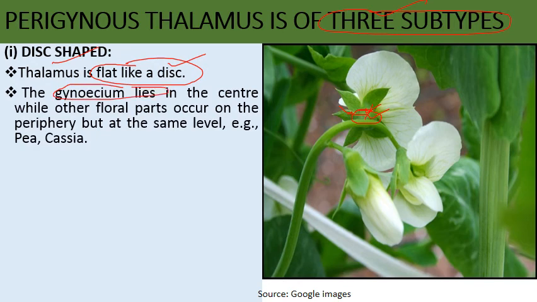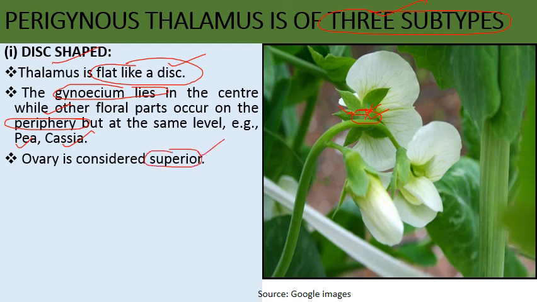जो gynoecium है that lies in the center, and all other floral parts occur on the periphery, but at the same level. But जो level होता है, height होती है सबकी same होती है. For example, in case of pea and cassia, this type of flower bears disc-shaped thalamus. And ovary is considered to be superior. Some workers consider it as half superior and half inferior.